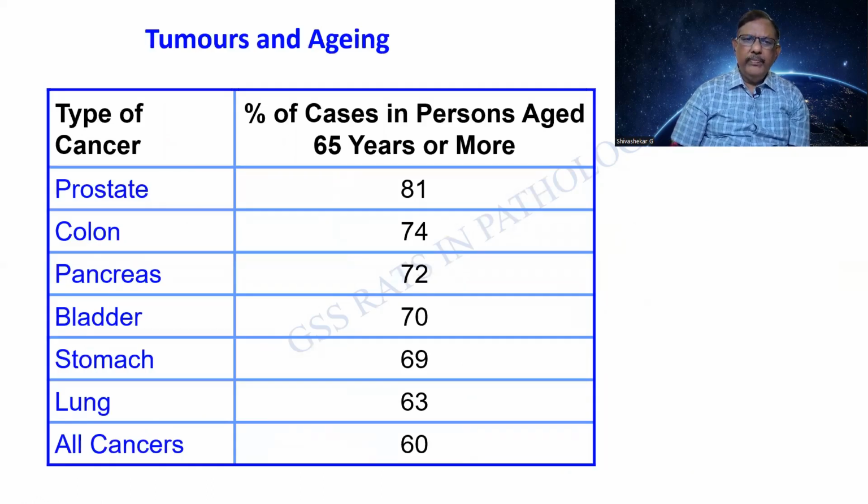There are certain tumors related to aging, prostate. For example, maybe there is a change in the hormonal status, as a result of which there is no control and the peripheral prostate takes over. There can be a prostatic cancer. Pancreas, bladder, stomach, lung. In fact, in most of the cancers you find that the patient is older. Whenever I see a slide, I generally ask what is the age of the patient, because age and cancer go hand in hand.